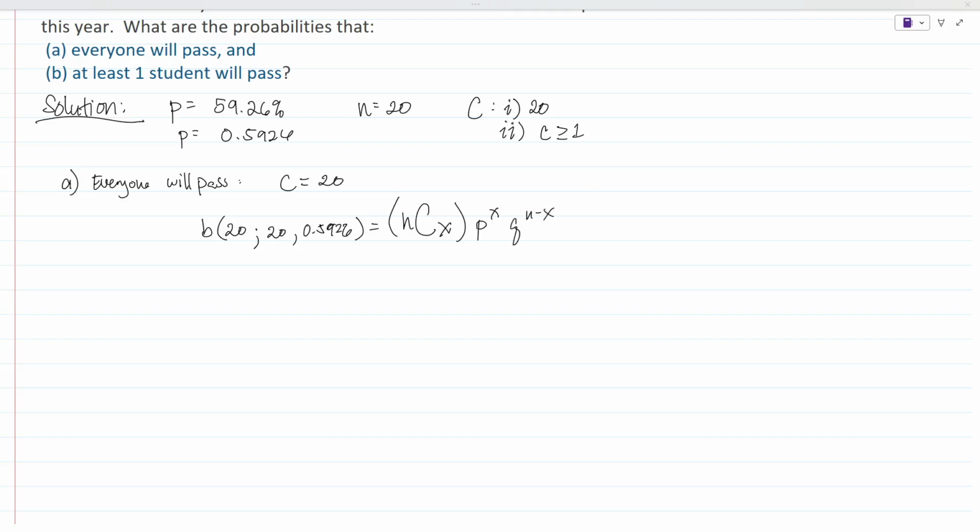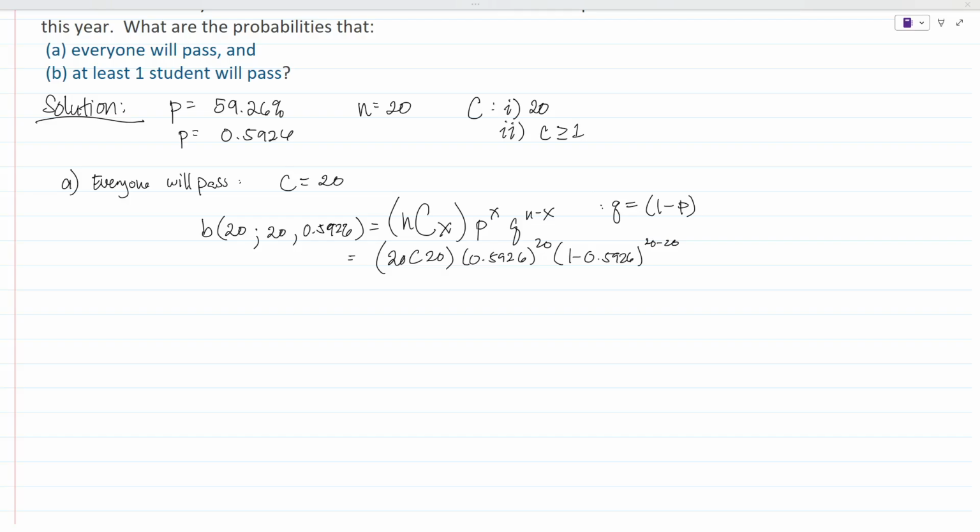Okay, so we have what? 20 combination of 20, 0.5926 raised to 20 times 1 minus 0.5926, kasi q is equals to 1 minus p. So, ganun na lang ginawa ko. So, that will be 20 minus 20. Okay? Sundan? Okay. Mamaya, mag-try pa example para mas mag-gets nyo.